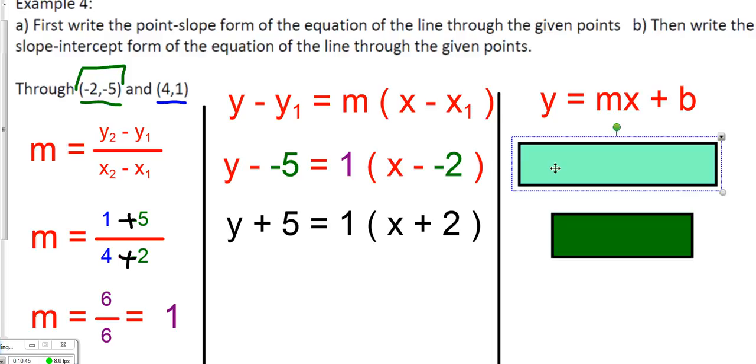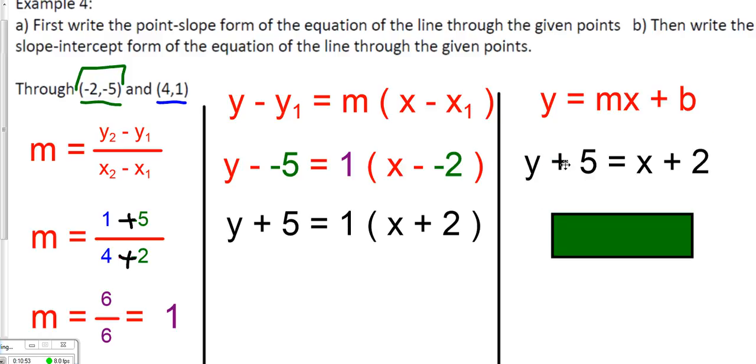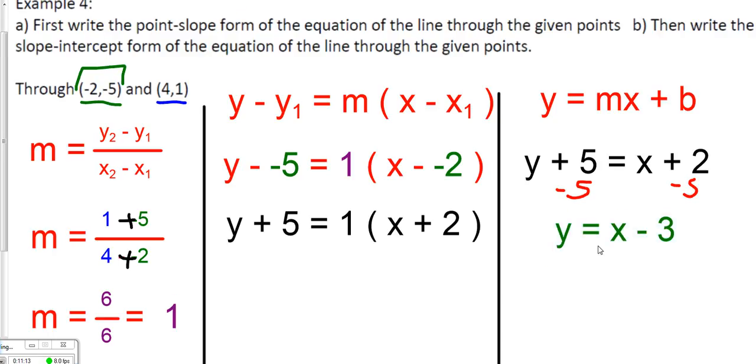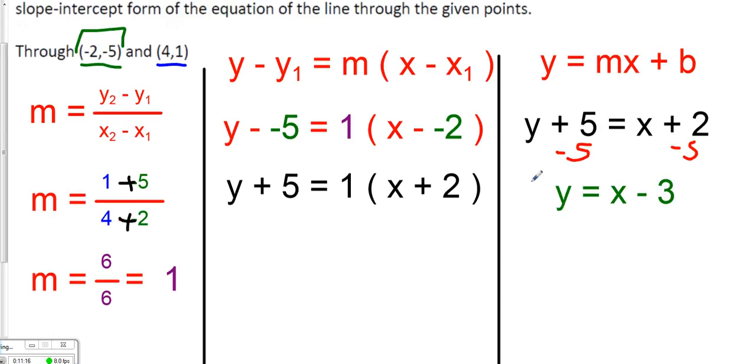Now, I guess it can be simplified even a little bit more. This 1 we don't really need, or we can distribute it, and it's going to look like this. y plus 5 equals x plus 2, which is going to be our next step anyway in getting it towards the y equals mx plus b form, or the slope-intercept form. The last thing we need to do in getting it to our slope-intercept form is minus 5 from both sides, in which case we now have y equals x minus 3.